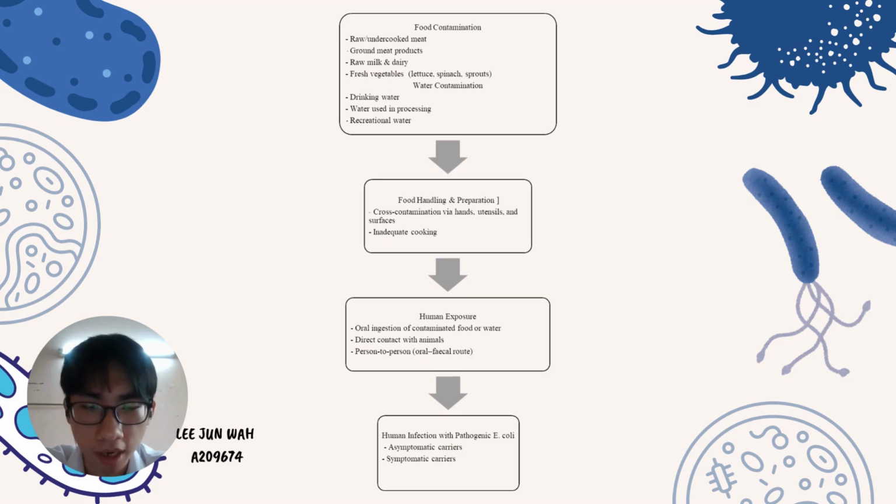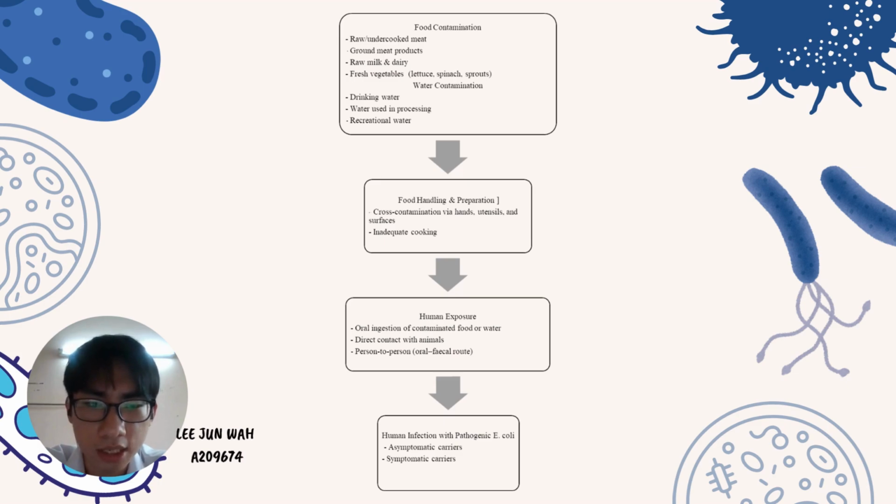These transmission pathways result in human exposure. The most common route is oral ingestion of contaminated food or water. Exposure can also occur through direct contact with animals, especially during farm visits or zoo activities. Additionally, person-to-person transmission can occur via the fecal-oral route. This usually occurs in households and childcare environments.